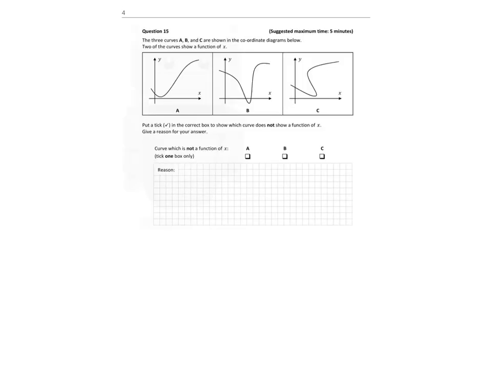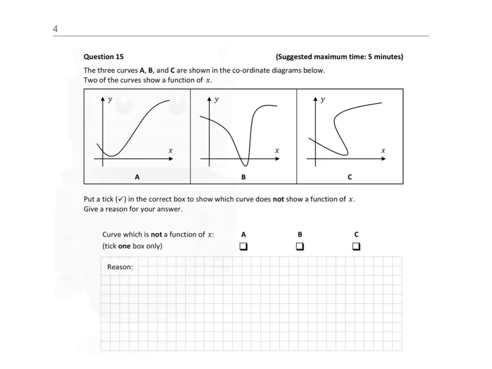Okay, this one. The three curves A, B, and C are shown in the coordinate diagrams below. Two of the curves show a function of x. Put a tick in the correct box to show which curve does not show a function of x. So in order for a function to be real, every input should only have one output. So we can see over on C that there are a few different values for x.